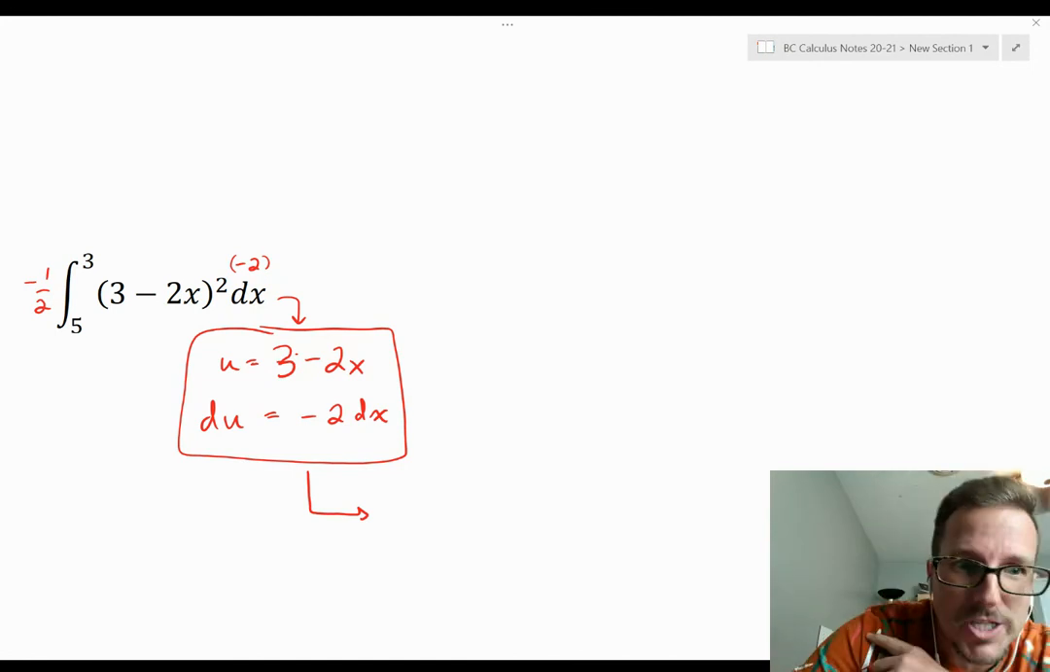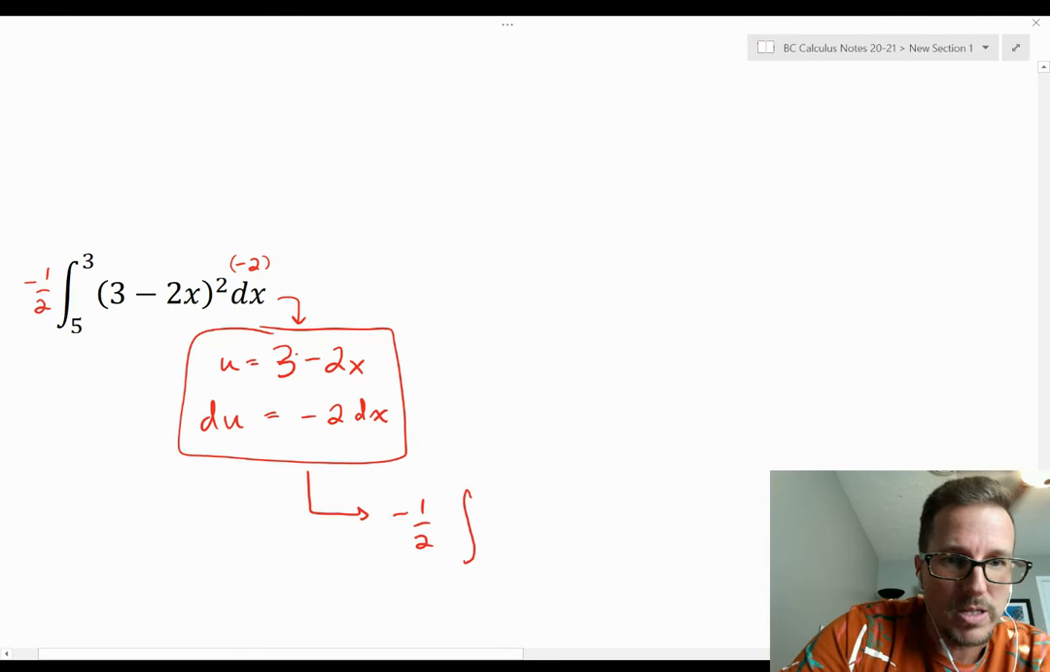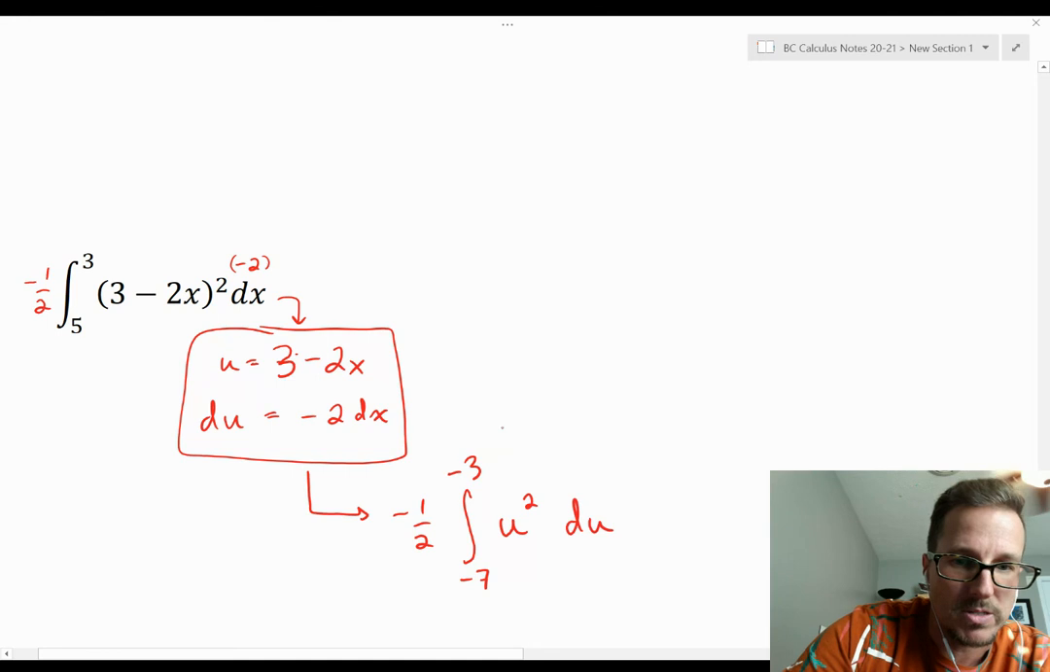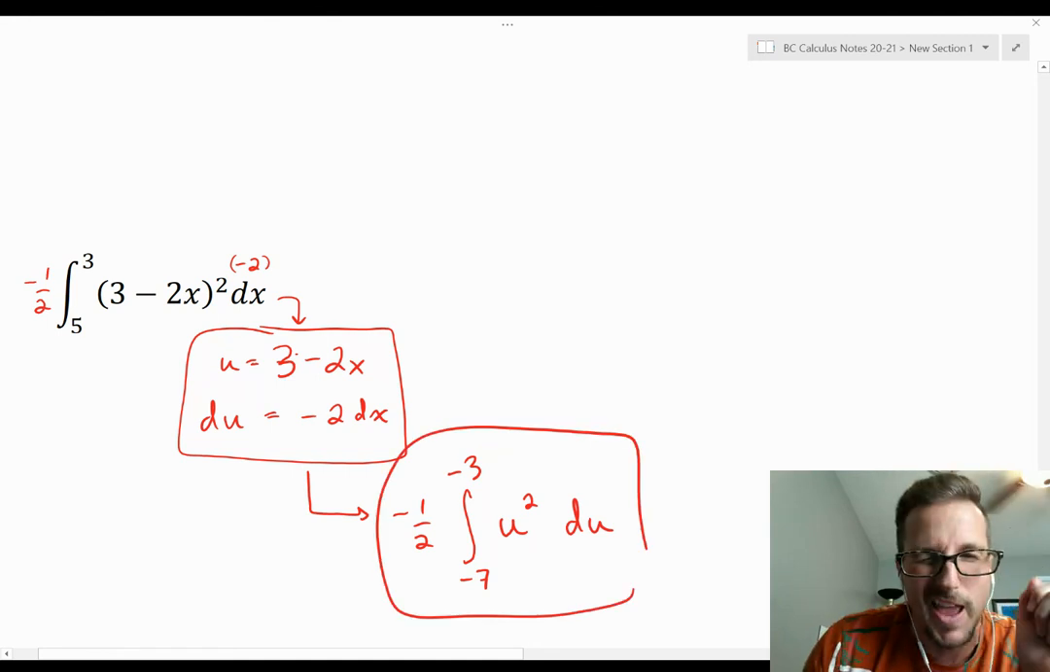And this is what you should have got. You should have got -1/2. The integral, let's see, when I go 5 right there, that's going to be -7. When I go 3, that's going to be -3. And then the integral is u squared du. Is that what you wrote? Is that what you had? If it is, now you're feeling a little bit better about definite integrals and u substitution.